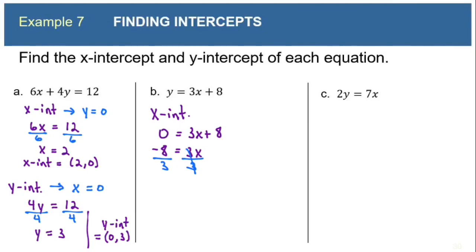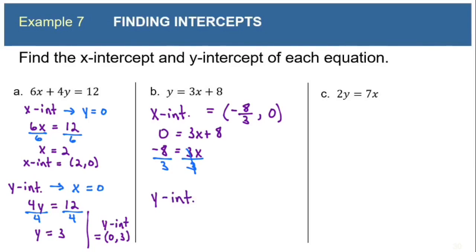So if y was 0 and x is -8/3, then our x-intercept is at -8/3, 0. Don't let it bother you if one of your values is a fraction. That does happen sometimes. Now to find the y-intercept, we probably already know that the y-intercept is going to be 0, 8, but let's go through the steps anyway just to make sure everything works the way we think it should.